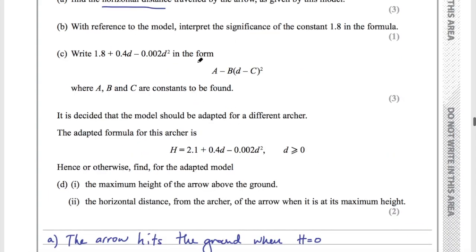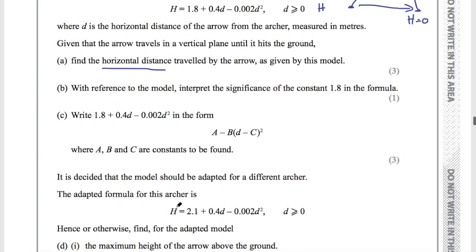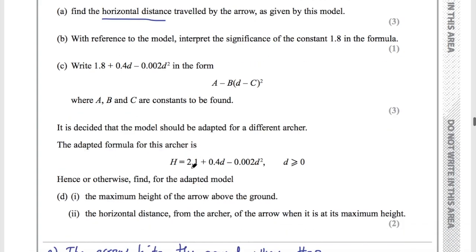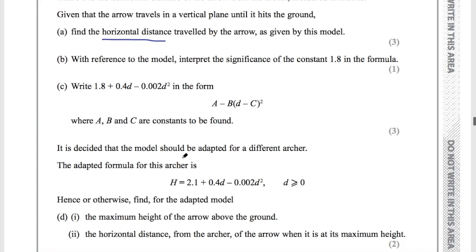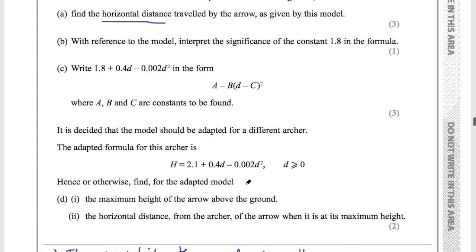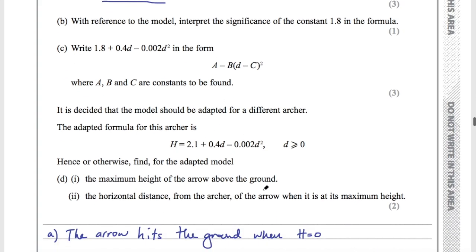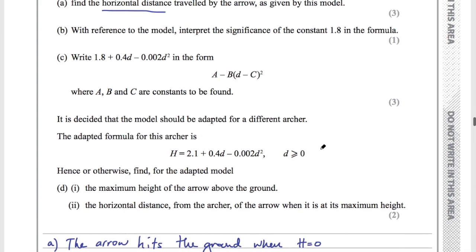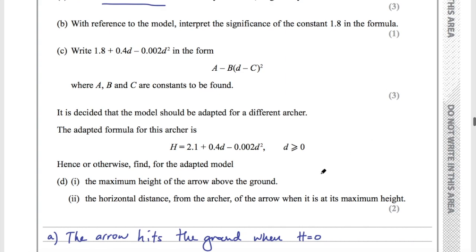So the model's changed just slightly. So we've changed this 1.8 to 2.1 to recognize that the second archer is just a bit taller than the first archer, but these numbers are still the same, and we need to find the maximum height of the arrow above the ground and the horizontal distance when the arrow reaches that maximum height. So if you think of a quadratic graph, that maximum height will be the turning point of that quadratic graph. So we need to figure out how we can find that turning point of the flight of the arrow, and then figure out how we can find that horizontal distance.